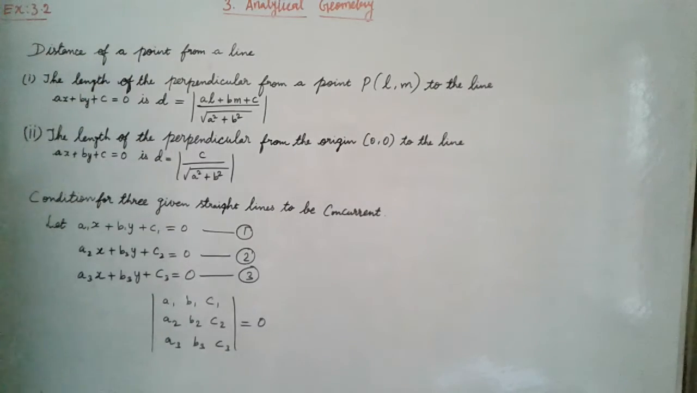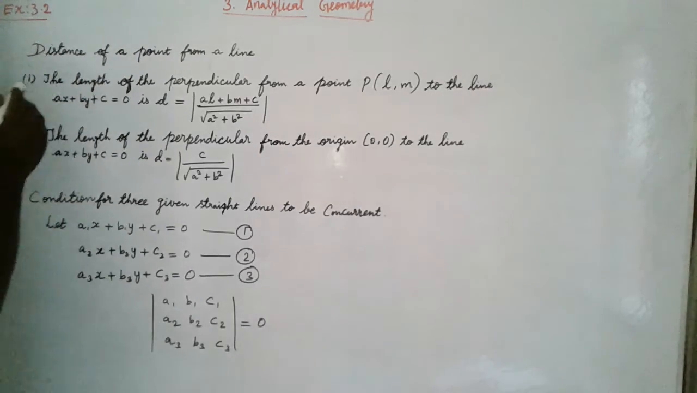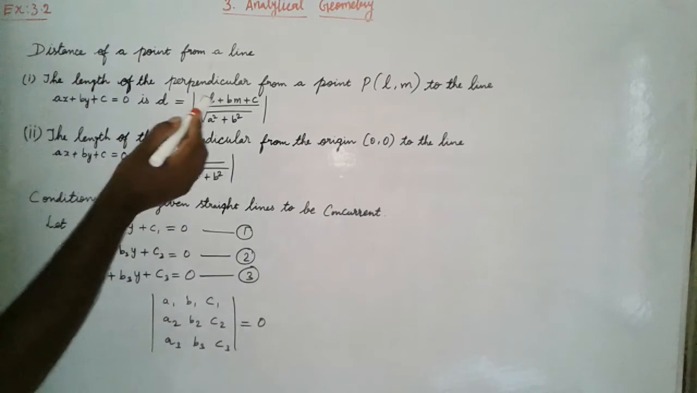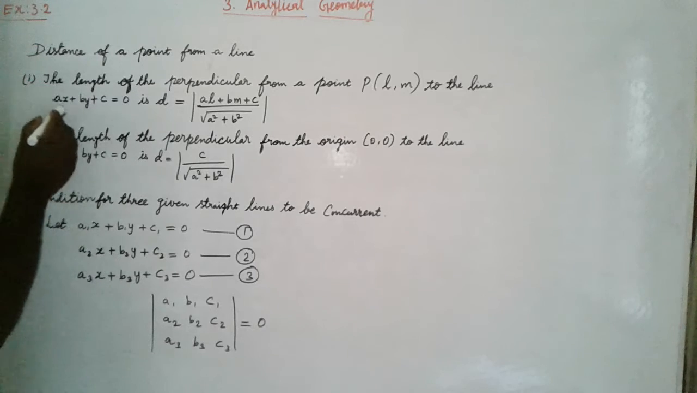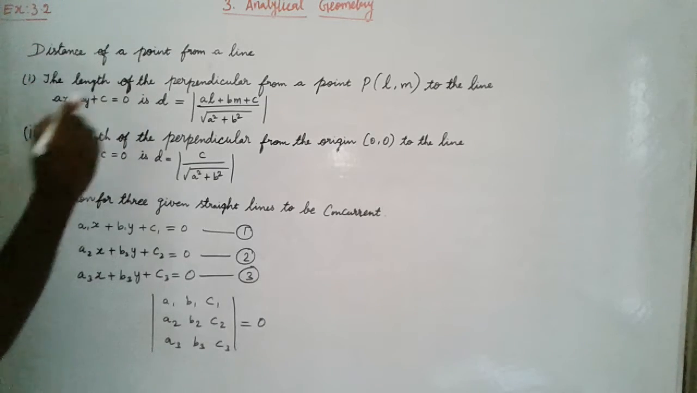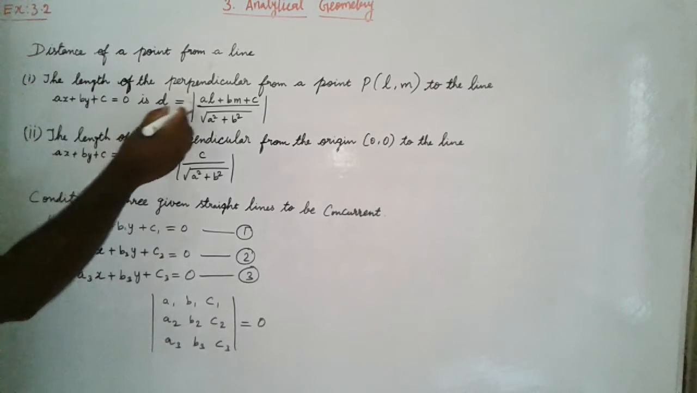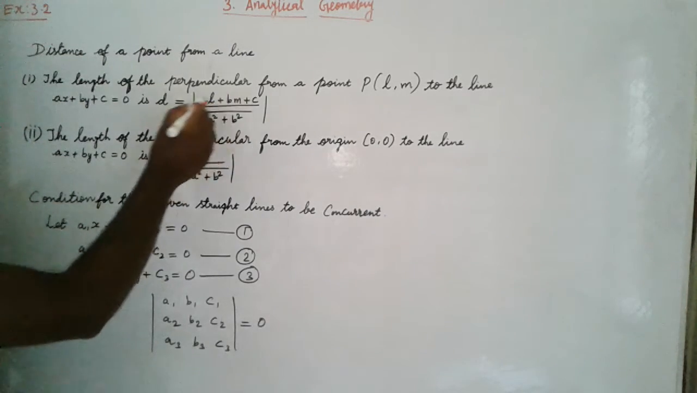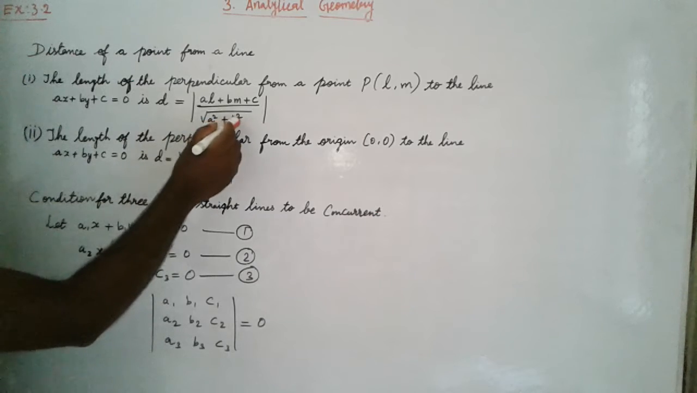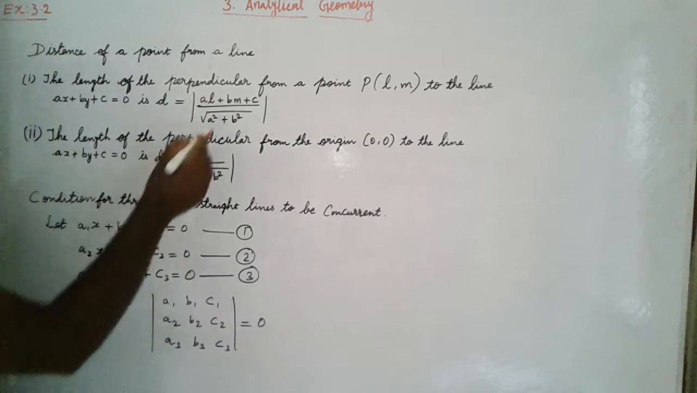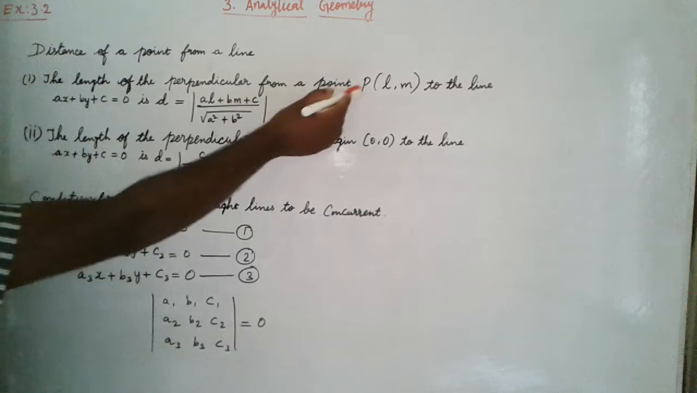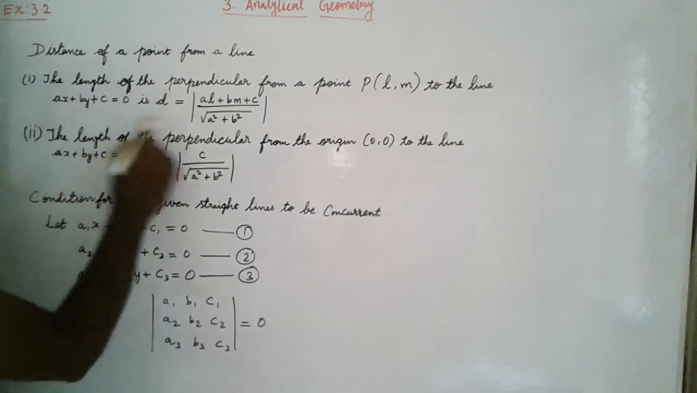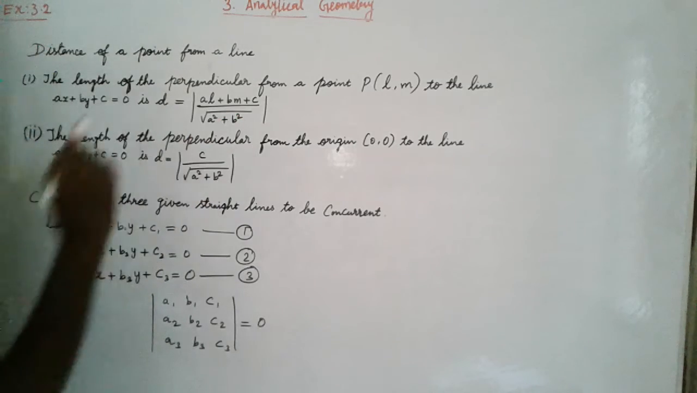Distance of a point from a line. The first one, the length of the perpendicular from a point P of l comma m to the line ax plus by plus c equal to 0 is distance d equal to modulus of al plus bm plus c divided by root of a square plus b square. That is the formula.